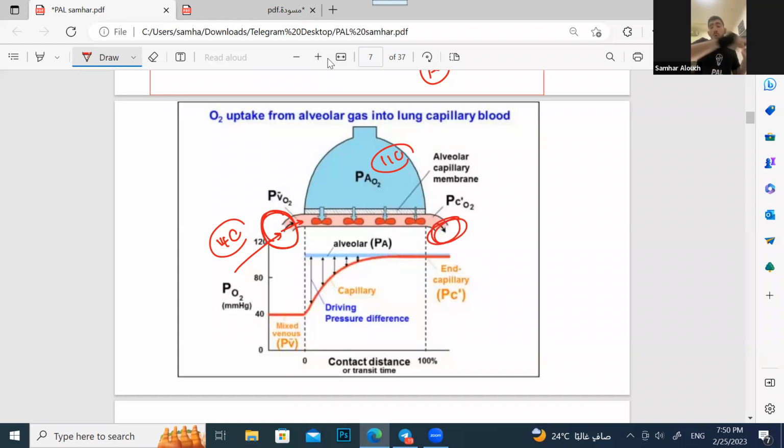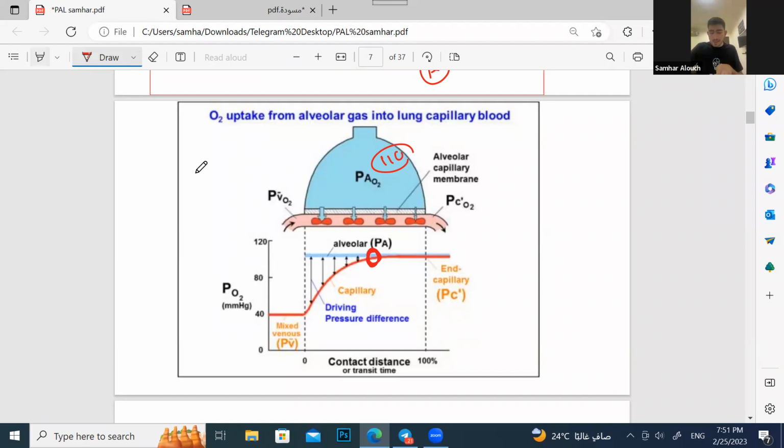Do we need this whole capillary to reach this full? The full is reaching the alveoli level of oxygen, the max, okay? This is the full. Do we actually need the whole distance? No, we don't actually need it. Look at the graph. We actually reached the full at the middle. So we don't need the whole capillary to do this exchange and reach the alveolar level of oxygen, which is the max. We don't need the full length. We actually need half of it.